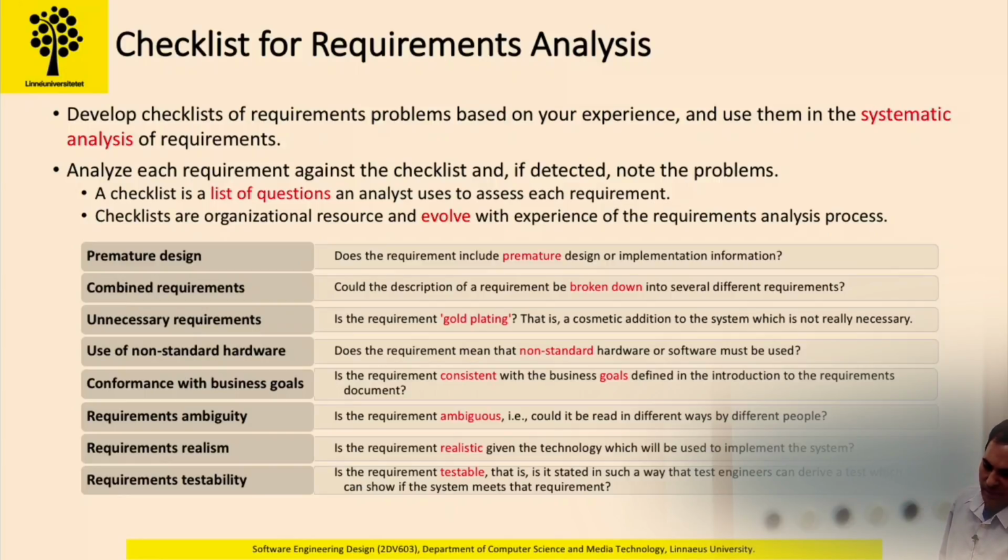And also, if the requirement is ambiguous, that means you also have a problem with the requirements statement. And then the realistic issue and the testable issue. The requirements have to be realistic, given the technology we have to implement and the platform that we want to deploy on. And the requirements must be testable. If it's not testable, that means either you have a problem with the requirement or you have to remove it from your requirement set, because without testing a requirement, you are never able to deliver it to the customer.